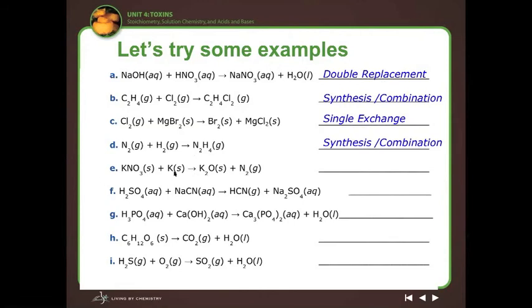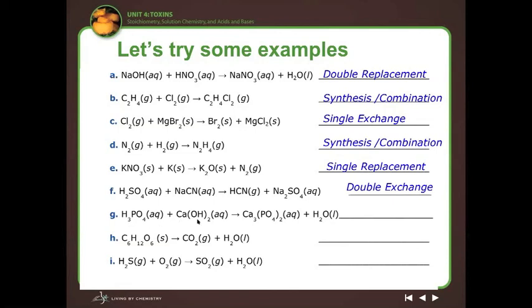Potassium nitrate and potassium gives us potassium oxide plus nitrogen. Single replacement. Sulfuric acid plus sodium cyanide is going to give us hydrogen cyanide plus sodium sulfate. This is double exchange.